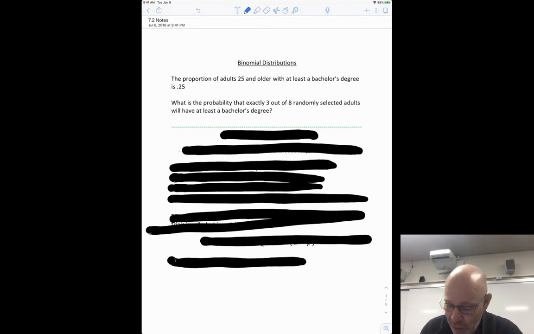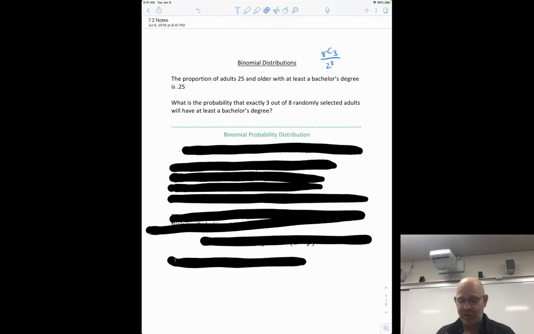If this were the coin flipping problem, we would have done 8 choose 3 over 2 to the 8th. And the 2 to the 8th is how many outcomes there are, and the 8 choose 3 was how many different ways there are to get 3 heads. But we never really took into account the tails and all that, and that's because the probabilities were the same. So this problem is going to be very similar, but a little bit different.